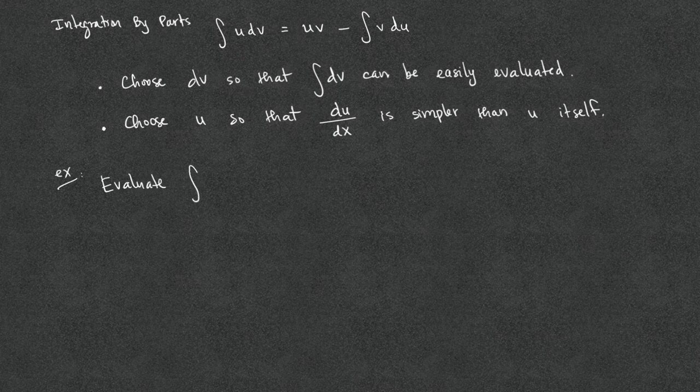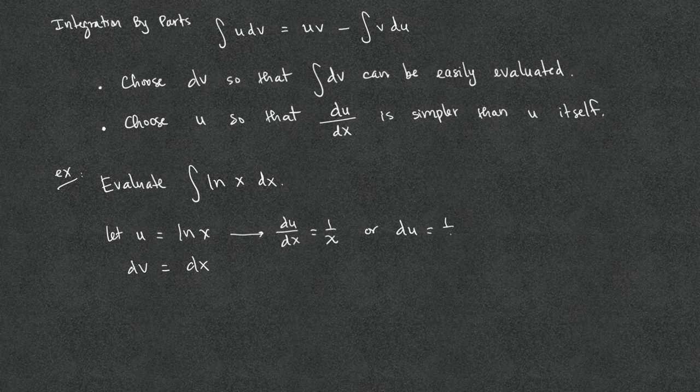For example, evaluate the antiderivative of ln of x dx. In this case, it wouldn't make sense to let dv equal ln of x because we don't know what the antiderivative of ln of x is. So we let u be ln of x, then dv is the remaining part, which is simply dx. du over dx is 1 over x, or du is 1 over x dx. Since the derivative of v is 1, v is x.